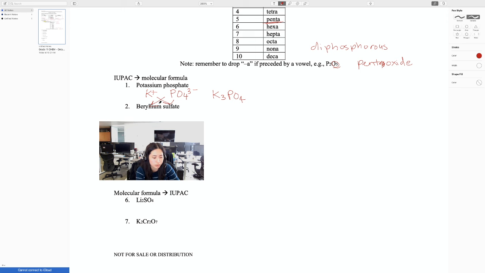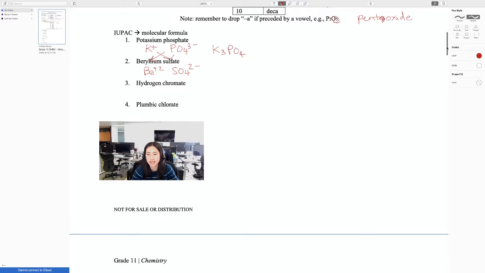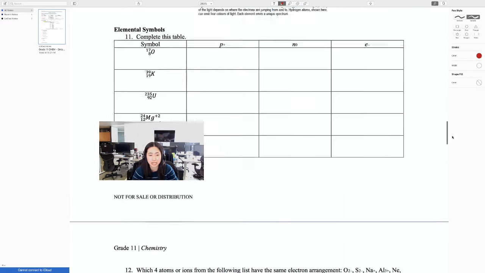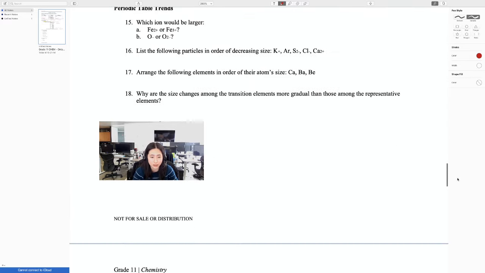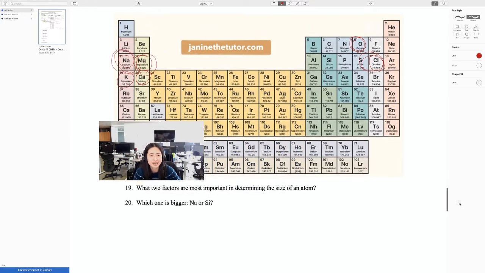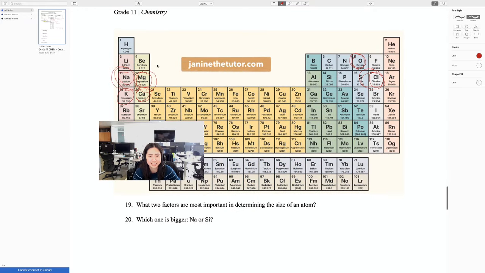Moving on to beryllium sulfate. Beryllium is +2. Sulfate is SO4 2-. I apologize, I have to do all of the scrolling. I just realized that I should have included a periodic table above. It's a little bit cumbersome, but here, we need to deal with this.